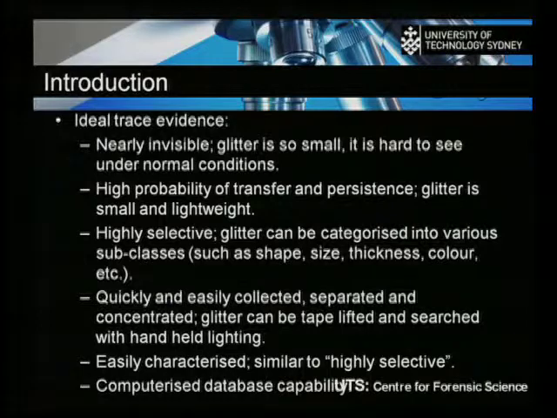It's highly specific, highly selective. I mentioned that before because it exists in a lot of different shapes, different sizes, different thicknesses, different colors, and so on. Then, if it's detected, it's not that difficult to collect. It can be tape lifted, or it can be simply hand-picked depending on the amount of glitter you have. And it's relatively easily characterized using simple optical means, and I'll go back to that. And then it's relatively easy to build a database.